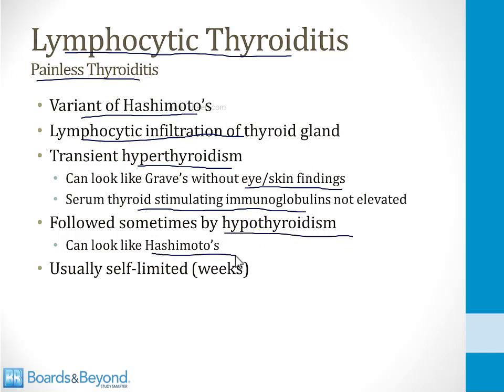look like Hashimoto's. However, Hashimoto's, remember, is also called chronic thyroiditis. This is not a chronic condition. It's usually self-limited and goes away in a few weeks. So if it goes away in a few weeks, it's called painless thyroiditis. If it persists, the patient probably has Hashimoto's.